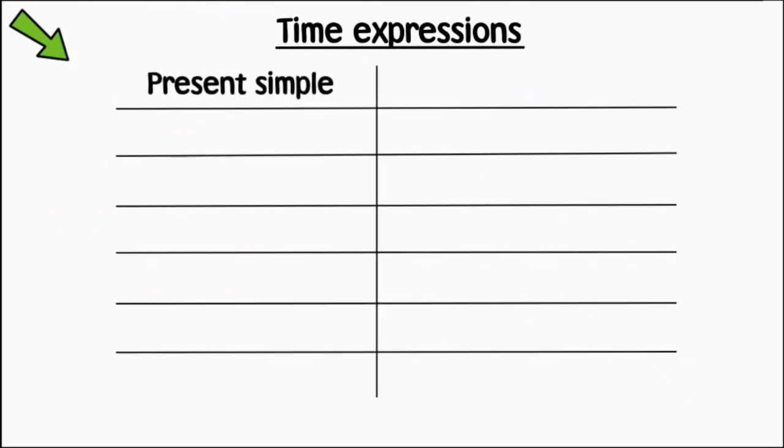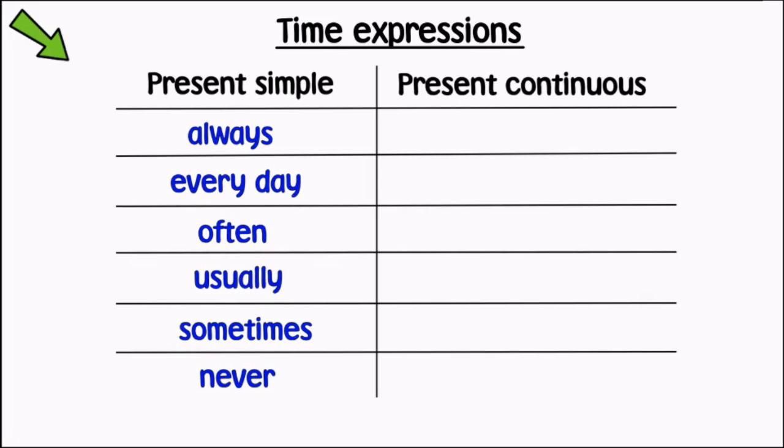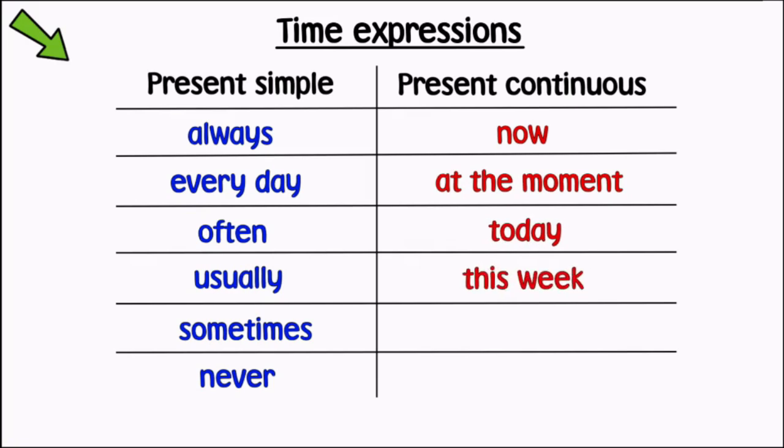With the present simple, we can use time expressions to talk about frequency. Always. Every day. Often. Usually. Sometimes. Never. With the present continuous, we can use time expressions to talk about now. Now. At the moment. Today. This week. This month.